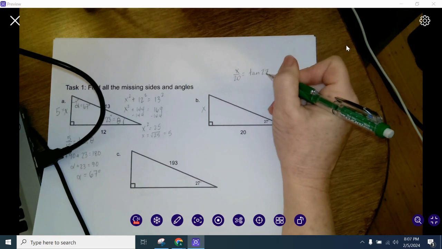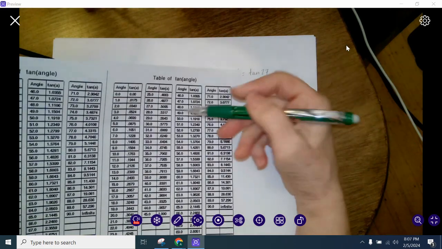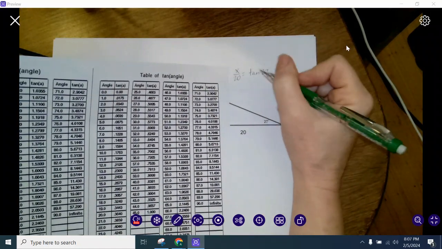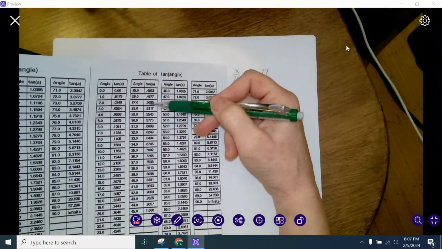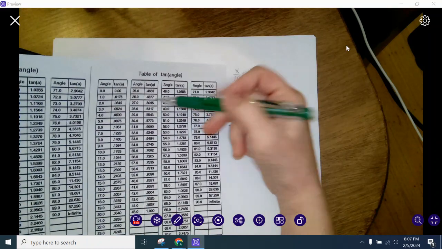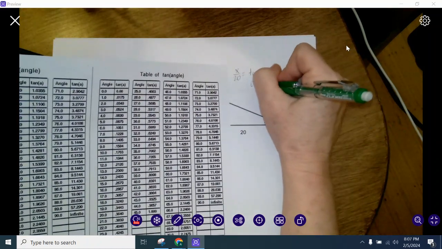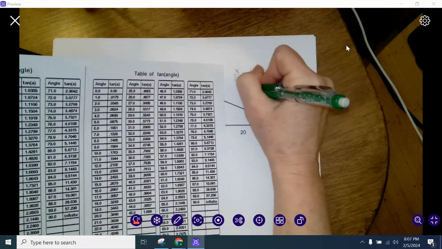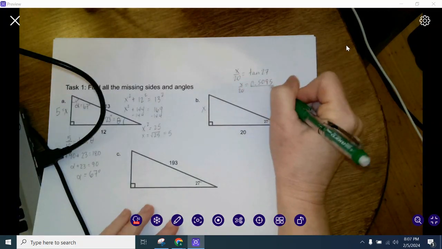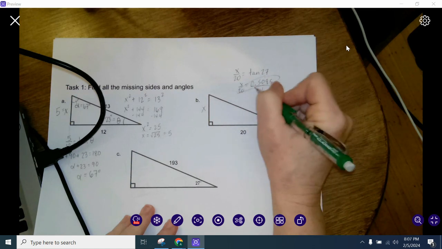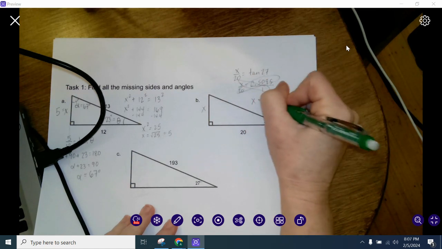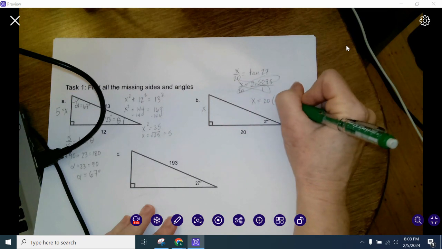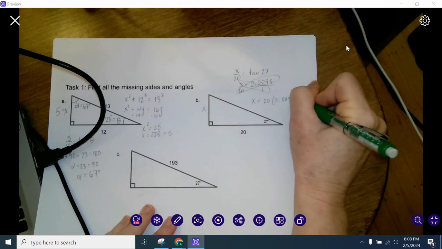So now I can either use my table and look up the tangent of 27. Tangent of 27 is 0.5095. So 0.5095 is equal to x over 20. I can then put this over 1, and then I can do my cross multiply. So I get x is equal to 20 times the tangent of 27, or times 0.5095.